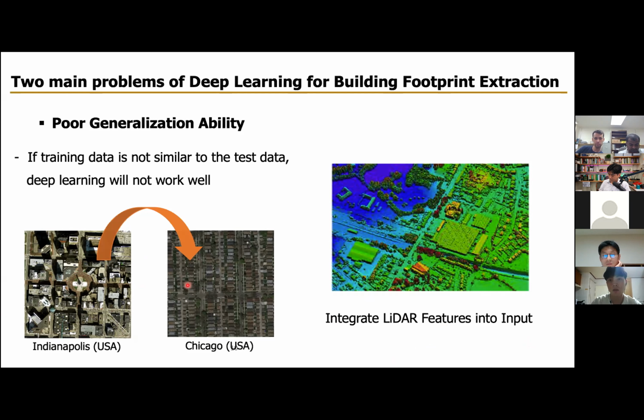So I thought this is because of the atmospheric conditions or the sensor specific features. So I'm trying to use LiDAR data, which is not sensitive to the area or image acquisition condition. And so I believe the LiDAR-based features will help to improve deep learning performance.